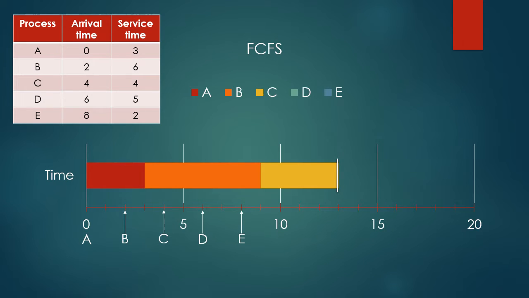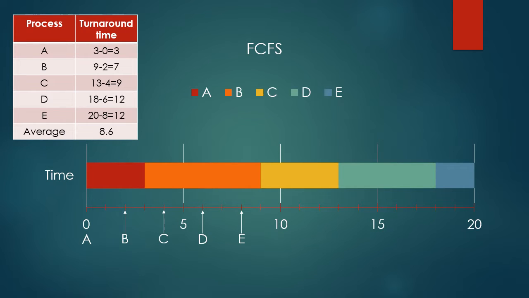A has finished, B has finished, and C was the first one to come among C, D, and E, so it gets the processor and runs for 4 seconds. When C finishes, D is selected because it came first between D and E. So D gets the processor for 5 seconds. When D finishes, E is the only process remaining in the system. It was also the last one to come. So it is given the processor, it runs for 2 seconds and finishes off.